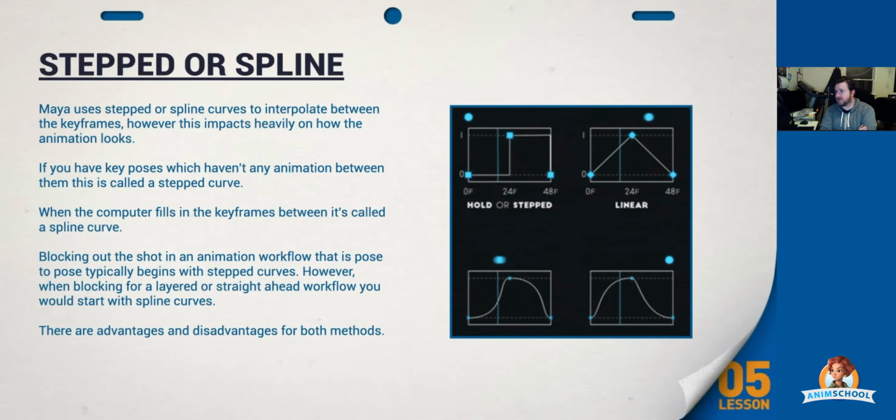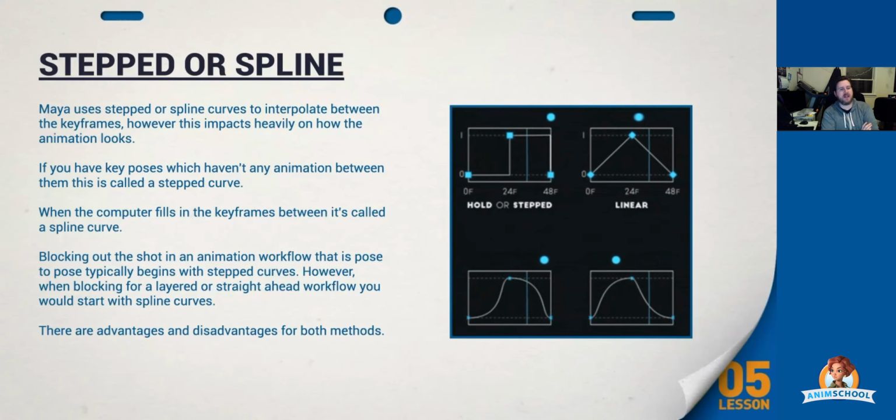This statement is a reason why students don't pass classes. It's that Maya is doing a lot for you. It looks flat, linear, dead, spliney. If you have key poses which haven't any animation between them, this is called stepped curve. When the computer fills in the keyframes between, it's called a spline curve.